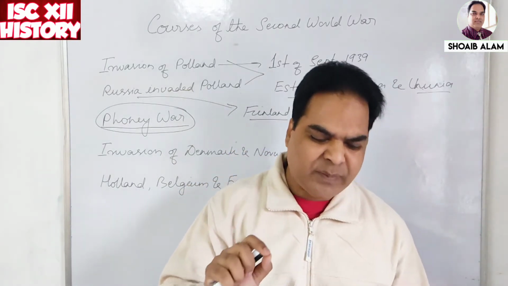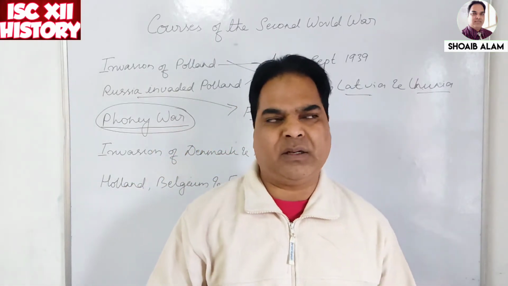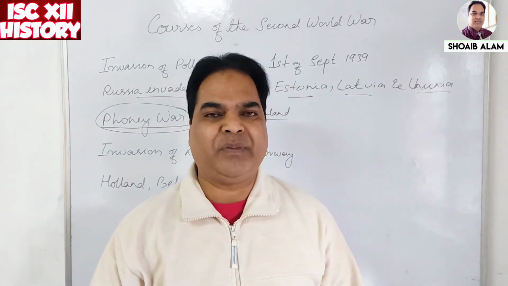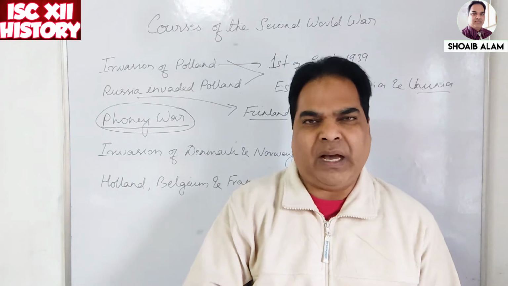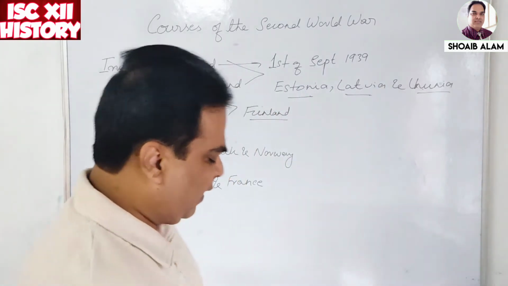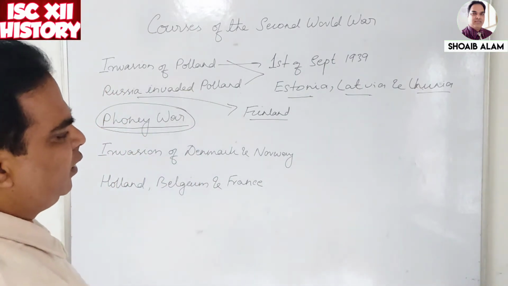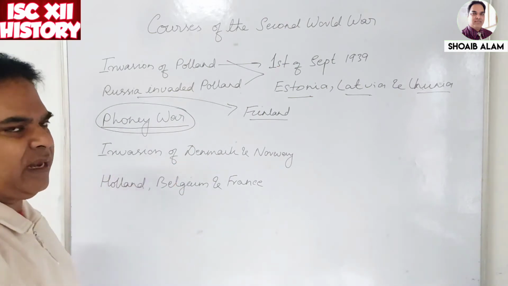Okay, so Germany remained inactive as it hoped that France and England would negotiate peace with them. So that is why they remained behind their respective lines of control during this period. But after 5 months of inaction, Germany invaded Denmark and Norway.